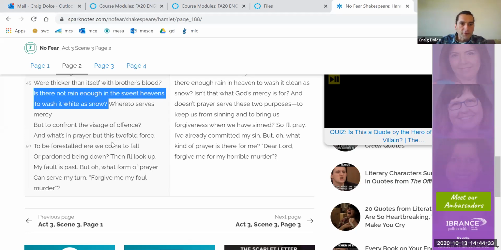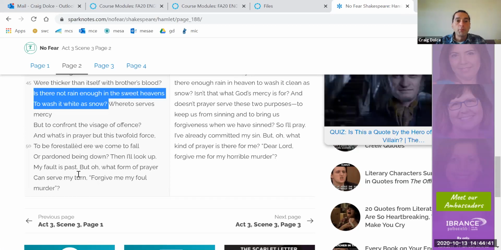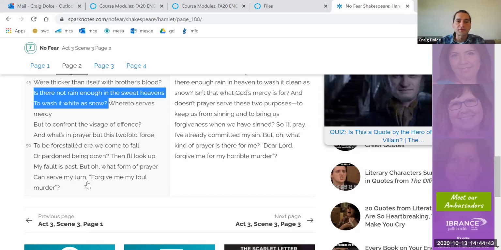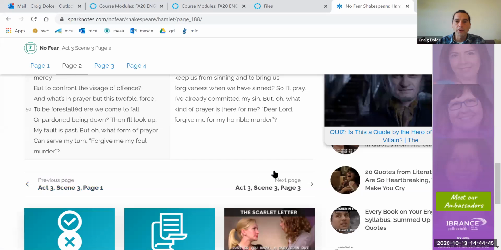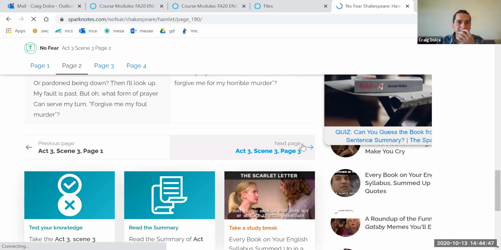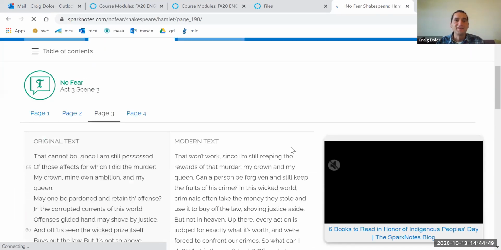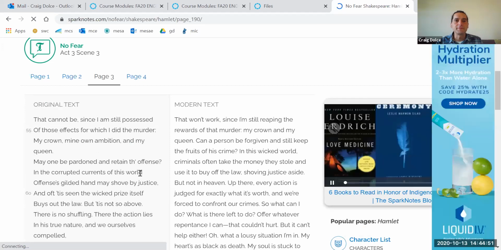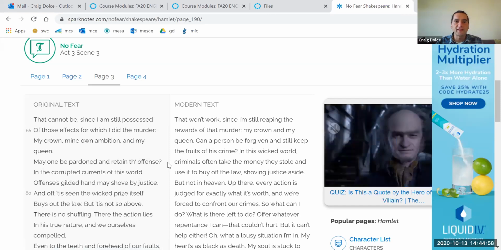And what's in prayer but this twofold force, to be forestalled ere we come to fall, or pardon being down? Then I'll look up. My fault is past. But oh, what form of prayer can serve my turn? Forgive me my foul murder? That cannot be, since I am still possessed of those effects for which I did the murder, my crown, mine own ambition, and my queen. May one be pardoned and retain the offense?